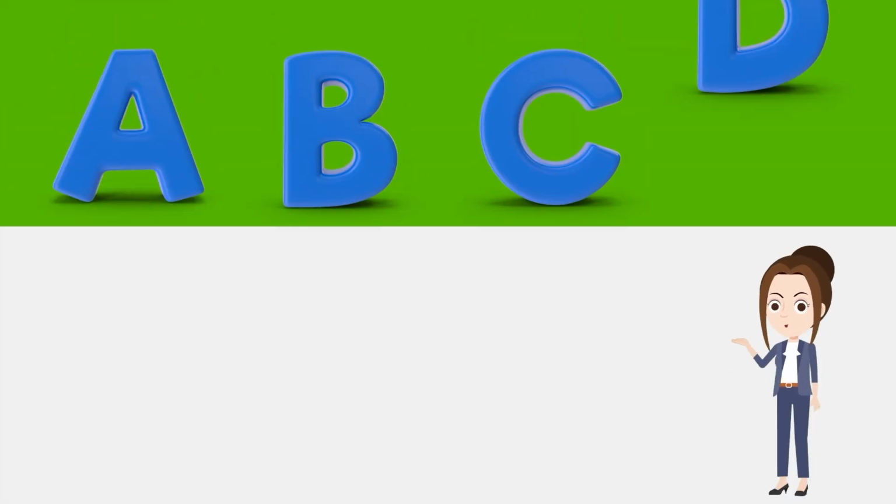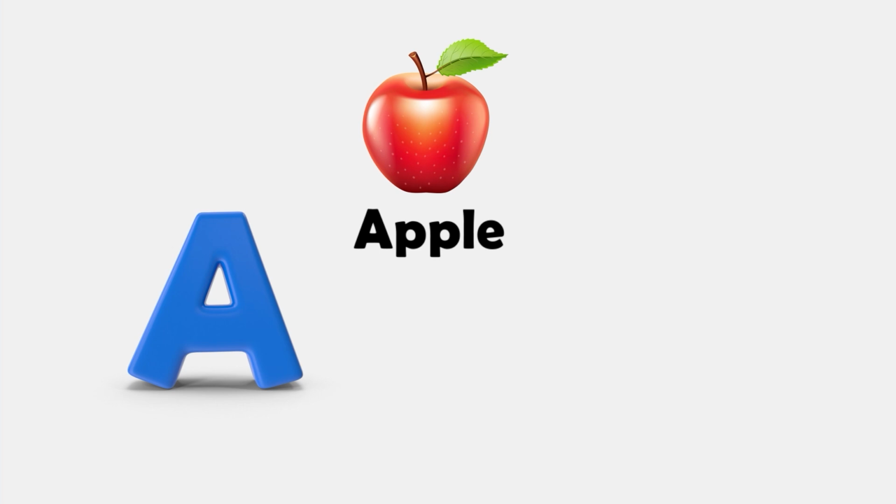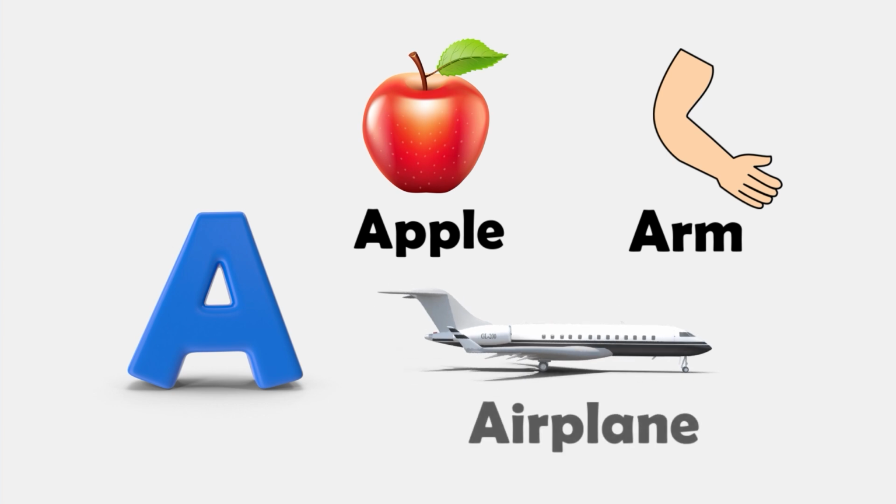Hey kids, let's learn the alphabets. A is for apple. A is for arm. A is for airplane.